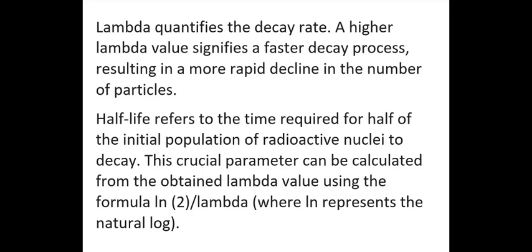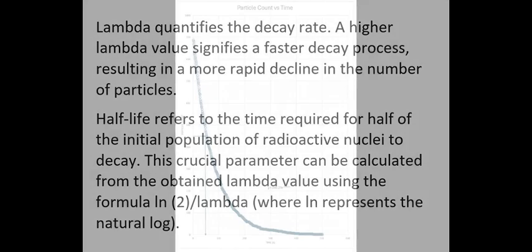Half-life refers to the time required for half of the initial population of radioactive nuclei to decay. This crucial parameter can be calculated from the obtained lambda value using the formula natural log of 2 divided by lambda.